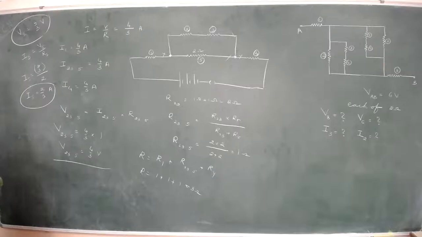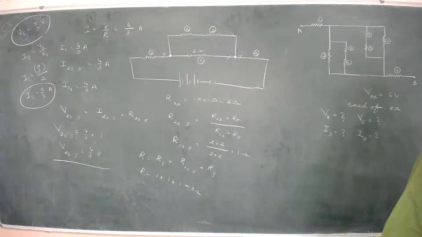What about the numbering I have given? They are not the resistance values. That is just numbering. Each resistor has the same value, 2 ohm. Everything is of 2 ohm.